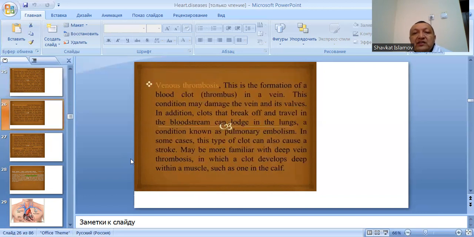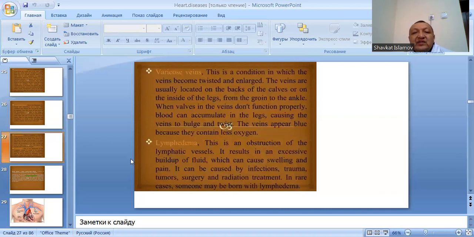Venous thrombosis. This is the formation of blood clots in a vein. This condition may damage the vein and its walls. In addition, clots that break off and travel in the bloodstream can lodge in the lungs, a condition known as pulmonary embolism.